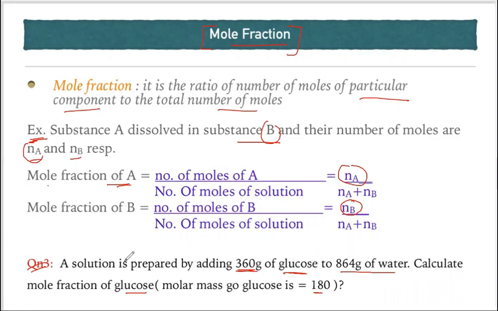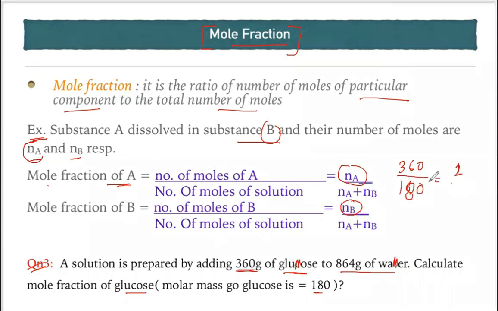So here this question is giving us two components. One component is glucose, another component is water. So what is the mass of the glucose? That is 360. We'll solve like this: the given mass, 360, divided by the molecular mass. First we have to calculate the number of moles of glucose.